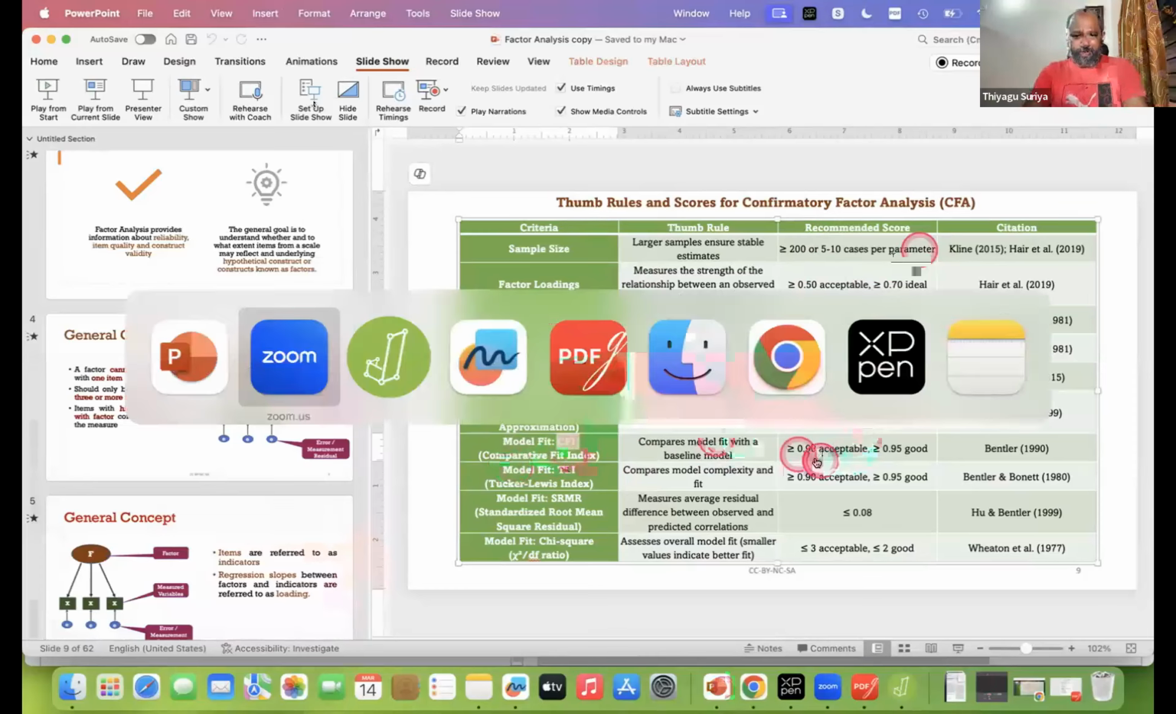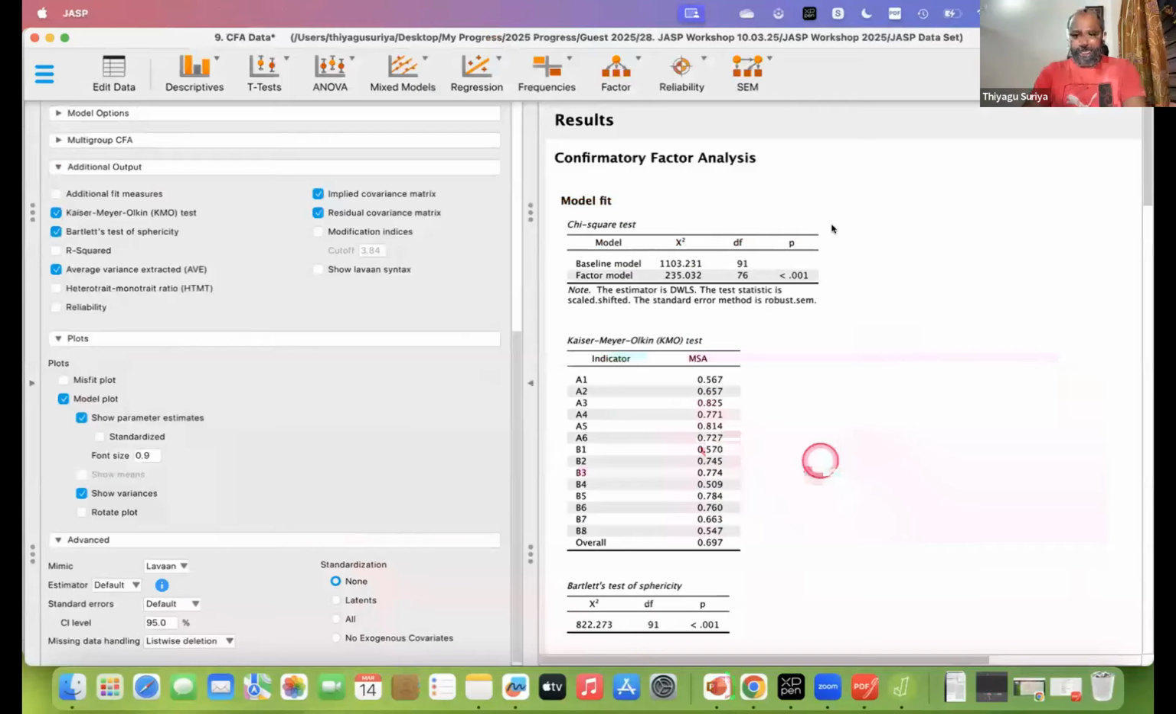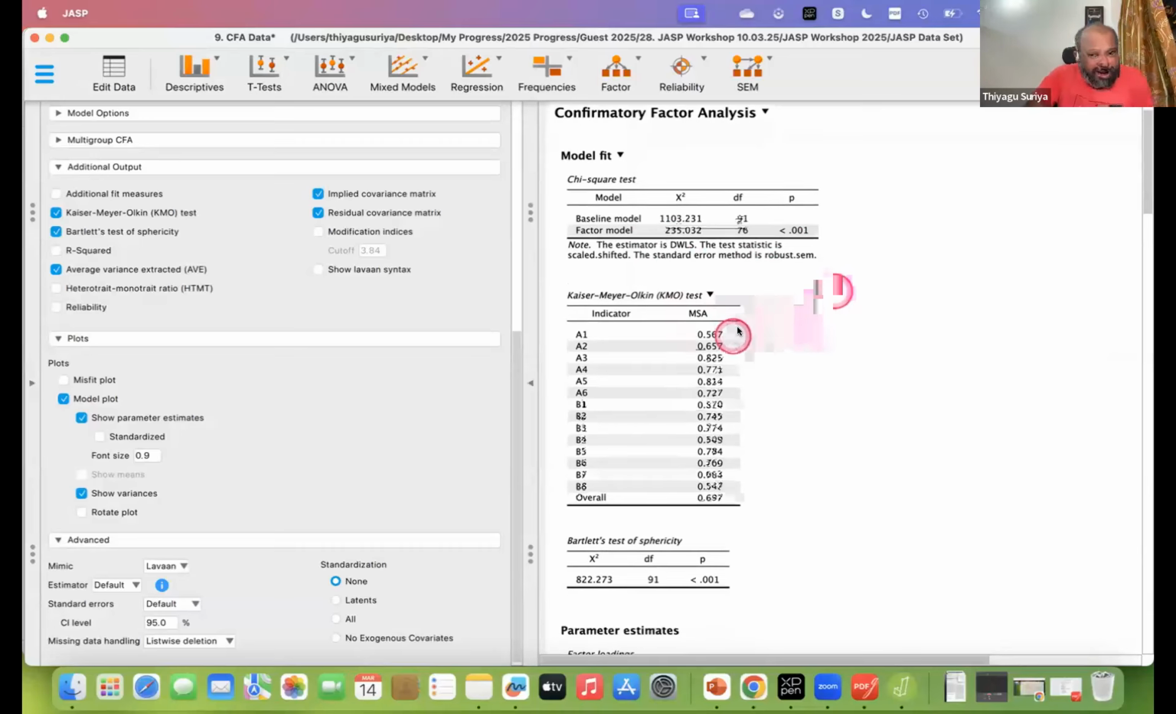But one thing you must know, when you cross check this in JASP, the factor model, you can see that a chi-square value less than 3 is better. So you can divide 235 by 76, less than 3 or 5 is fine. It seems the model is fit, even the model is significant, but you can cross check 235.03 divided by 76, less than 3 or within 5 should be there. Less chi-square test is needed for this.